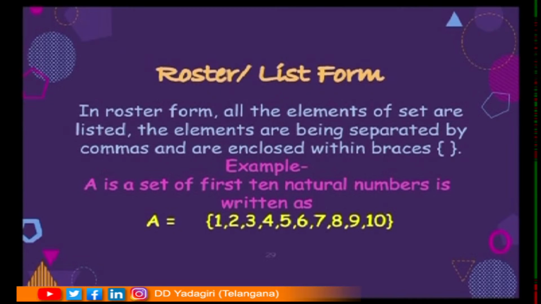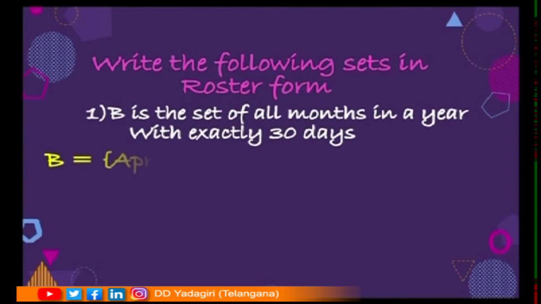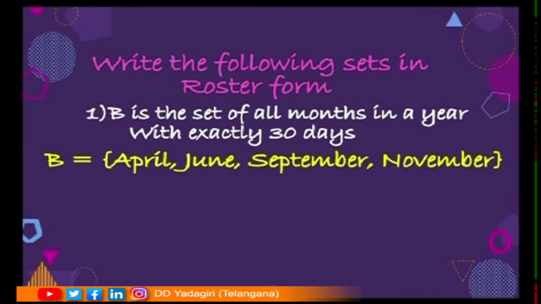For an example, let us take A, which is a set of first 10 natural numbers, and if I have to write it in roster form, I write A as a set 1, 2, 3, 4, 5, 6, 7, 8, 9 and 10 as its elements. Now let us try to write the following sets in roster form. B is the set of all months in a year with exactly 30 days. We know what are the months with exactly 30 days. So, the elements of the set B are April, June, September, November.